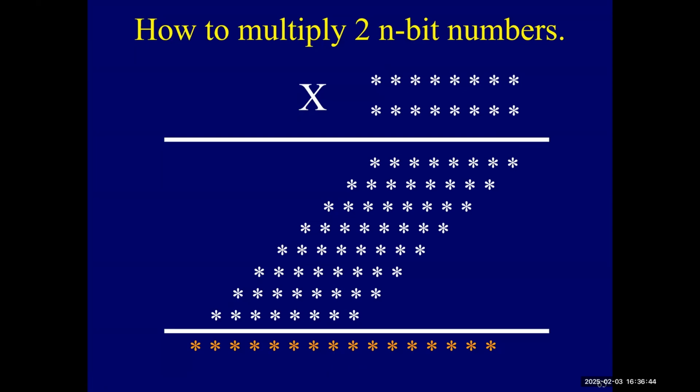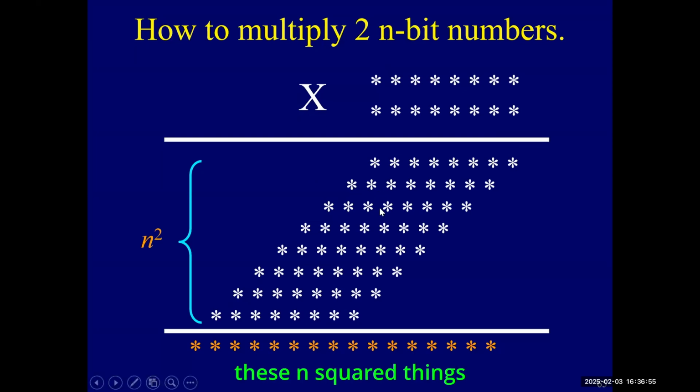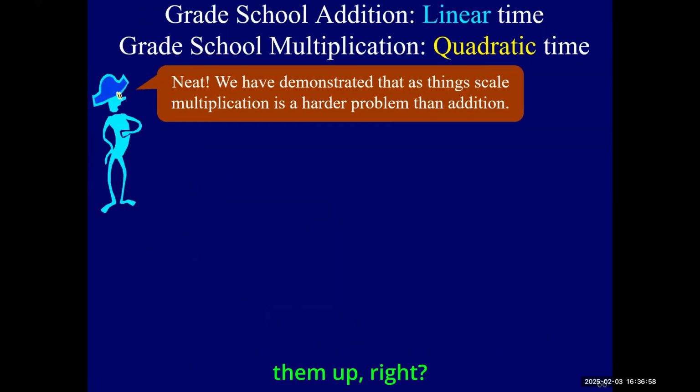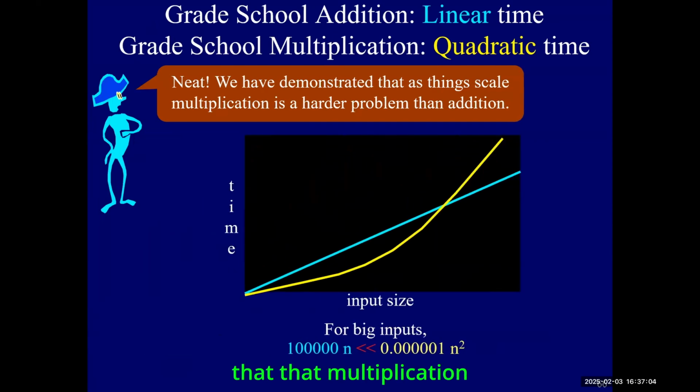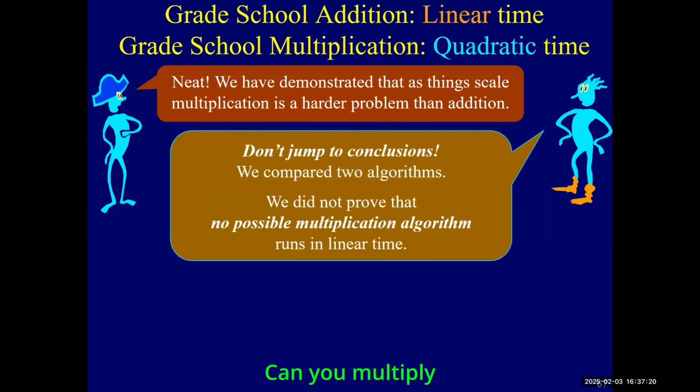Everybody agree? What's the running time of this high school algorithm? O of n squared, right? I have to compute all these n squared things and then add them up. So now we know that multiplication takes order n squared time. Do we know that its time complexity is order n squared? Maybe you can do it better, right? Can you multiply faster?